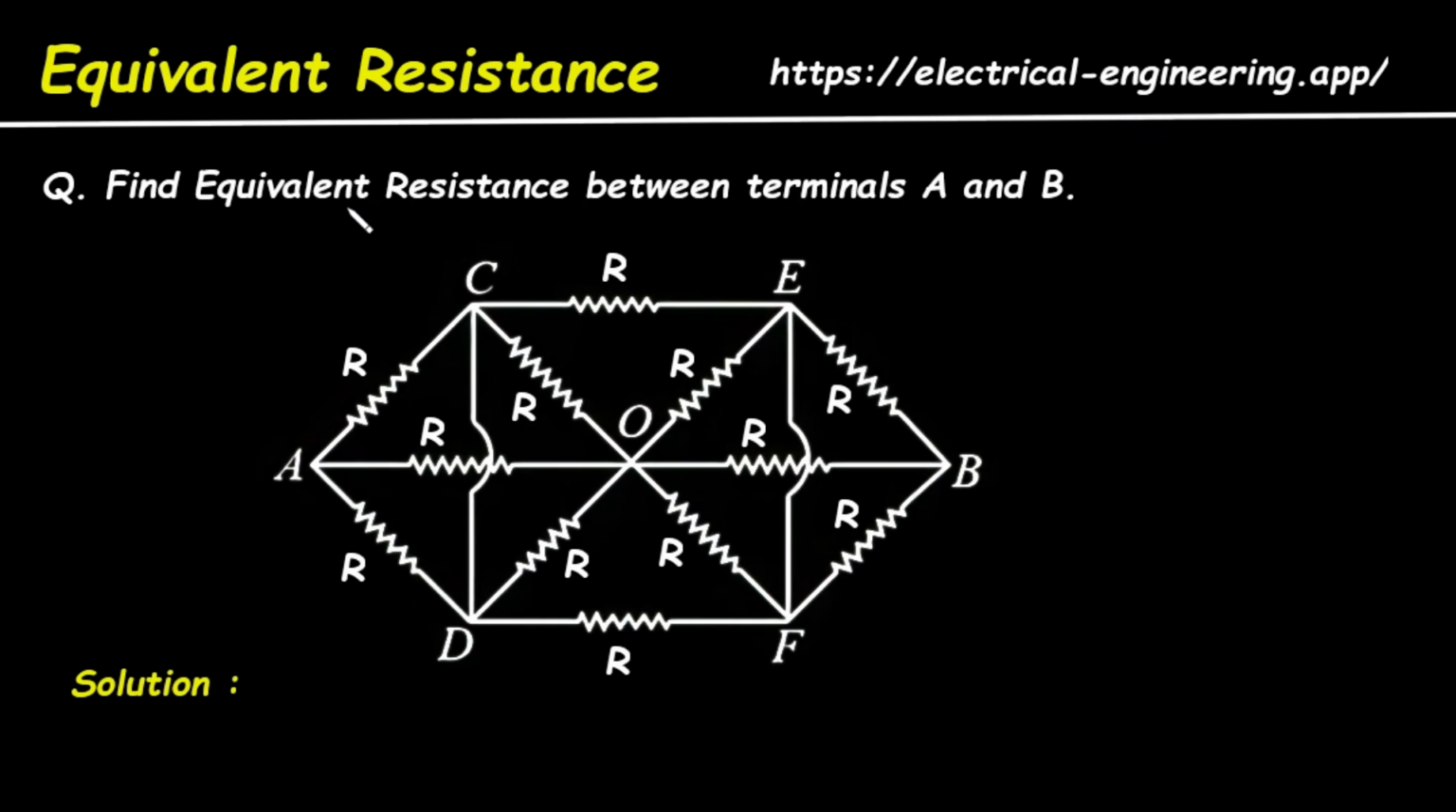Question: find equivalent resistance between terminals A and B. For this network we have to determine its equivalent resistance between terminals A and B. Solution: first of all we will take this circuit.